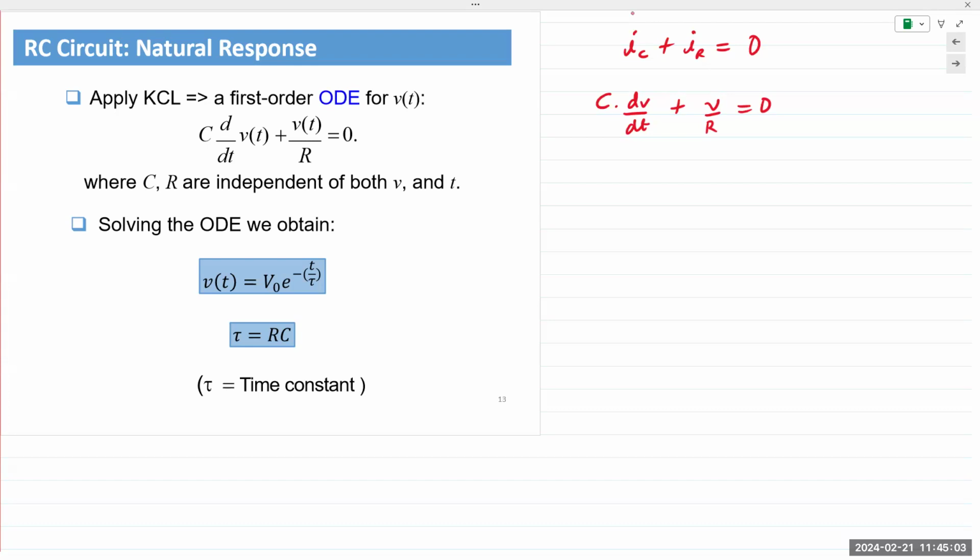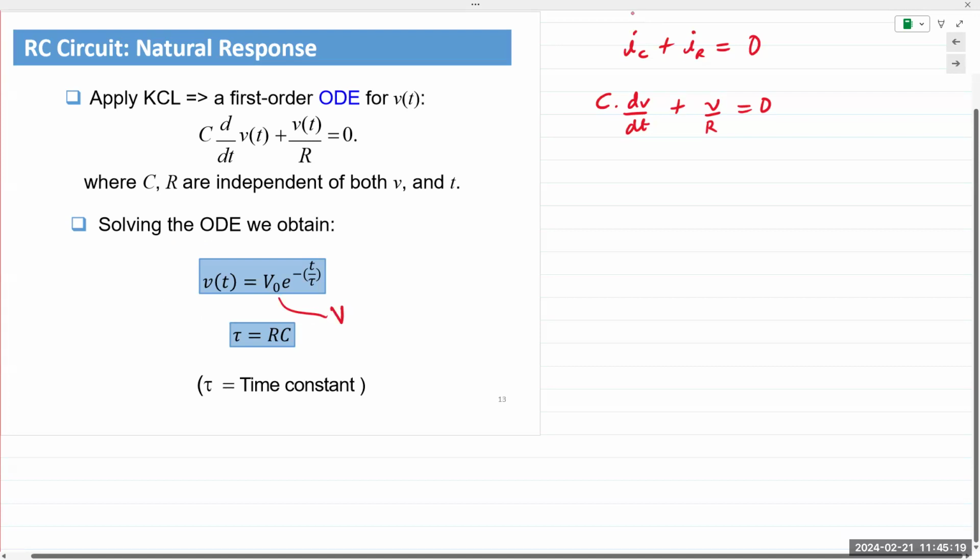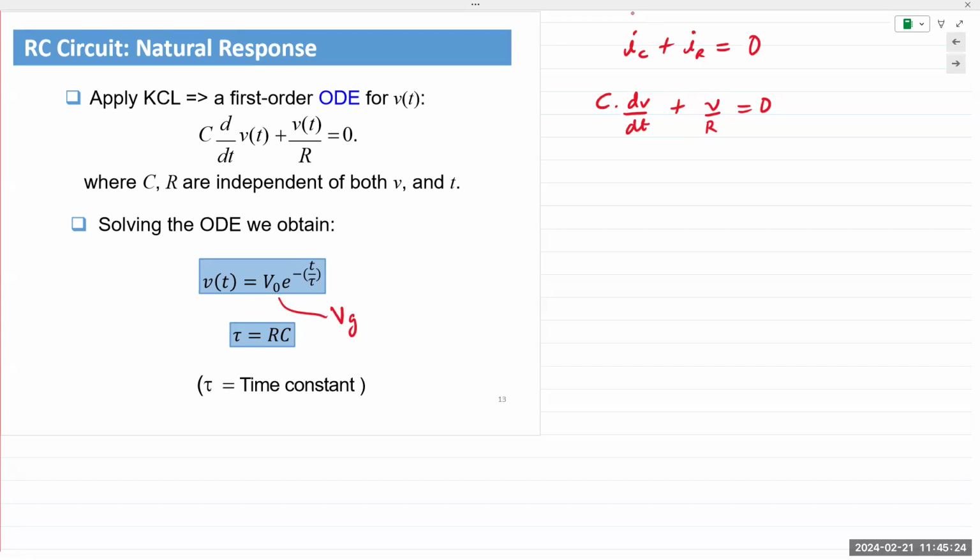We solve it, and we can derive a solution for it that has the exact same form as the one for the inductor current. V of t is V0 times e raised to minus t over tau, where V0 is the initial voltage, VG. The time constant is simply the product of the resistor and the capacitor. Very easy to remember. For RC, time constant is R times C, RC. And that's it.